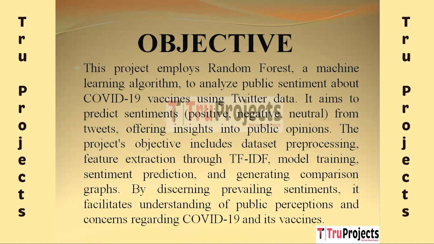Objective of the project. This project uses Twitter data to analyze public sentiment toward the COVID-19 vaccines using the random forest machine learning algorithm. It aims to forecast sentiments, positive, negative, or neutral, from tweets, providing perceptions into the views of the general public. The goal of the project includes pre-processing of the dataset, feature extraction using TF-IDF, model training, sentiment prediction, and creation of comparison graphs. It makes it easier to understand how the public feels about COVID-19 and its vaccines by identifying the prevailing attitudes.